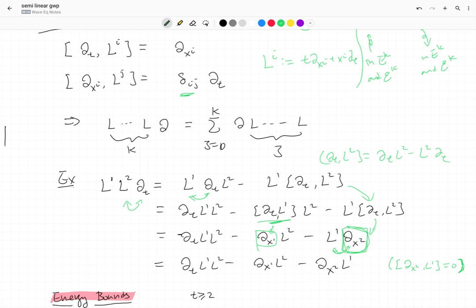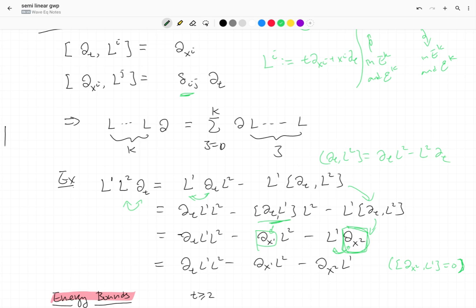Okay, and we can do this in reverse. So the claim is that whenever you have an expression with a string of L's and some partials, up to some lower order terms, we can replace it by a linear combination of terms of the same order and lower order, by moving either all the partials all the way in or all the way out.